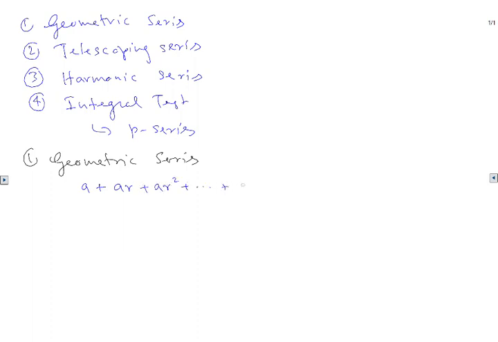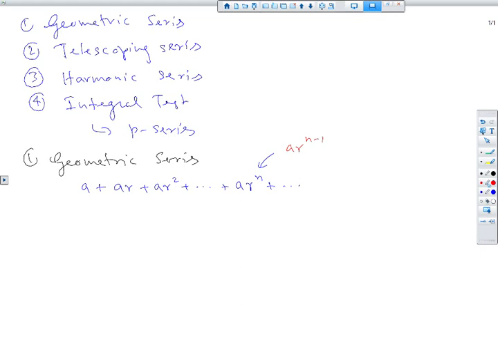So that means you can write the nth term as ar^n or ar^(n-1), depending on how you want to write it. If you write it like that, your n starts with 0. Sometimes people like to write this as ar^(n-1). It's up to you, but make sure that you start with the right notation. So let's go with this. But then this is not the nth term, this is the (n+1)th term. That doesn't matter.